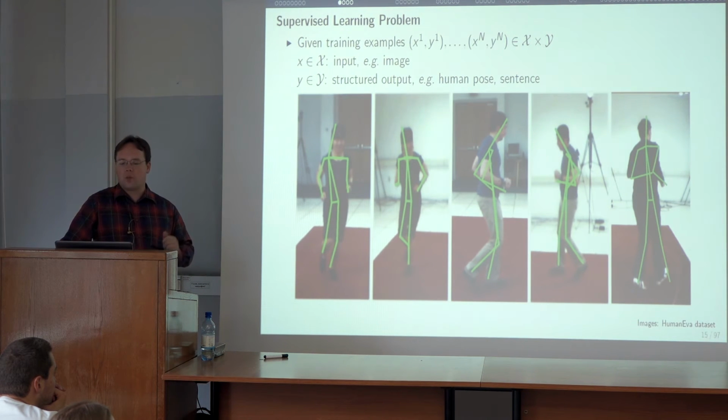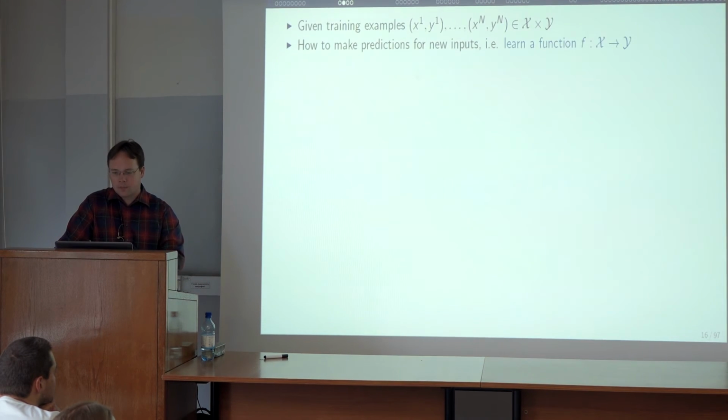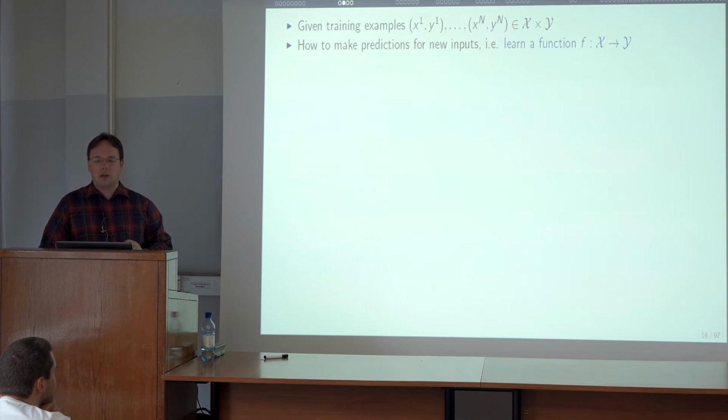We're going to assume that we are given some training examples, x and y, where x is the input and y is the output that we want. We assume them structured, like here these poses. Green is basically the y that we want to predict. Here it's given to us as a training set, but for new data we want to predict it. And x is the whole image from which we want to predict it. So how can we learn a function from x to y now?